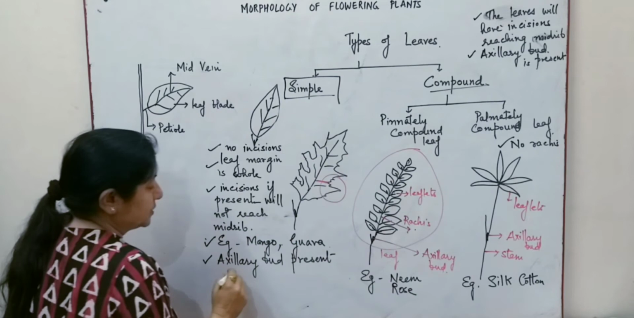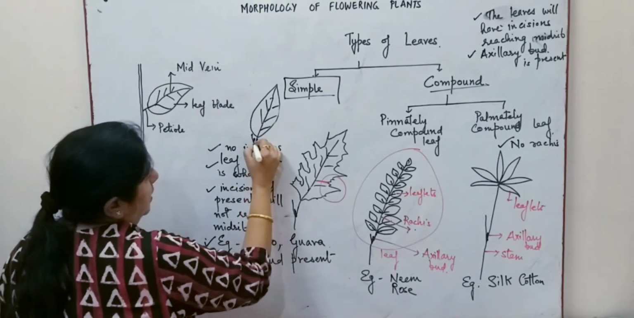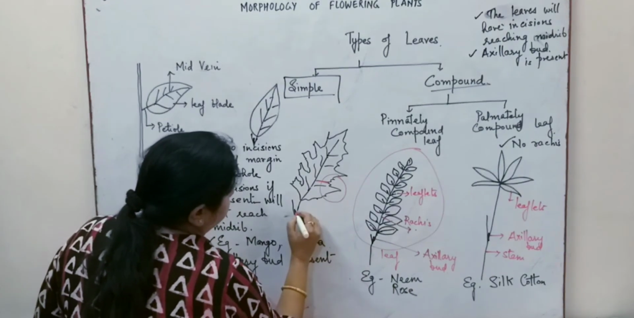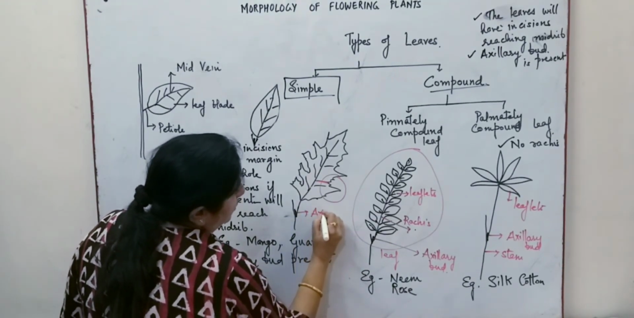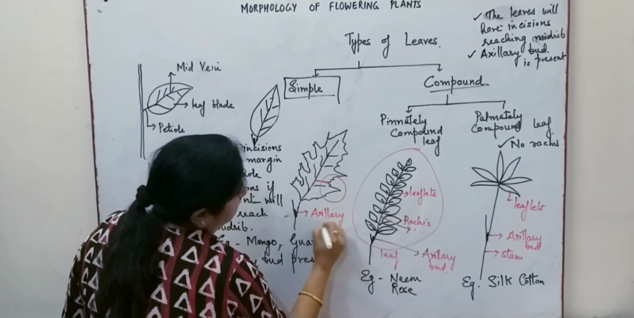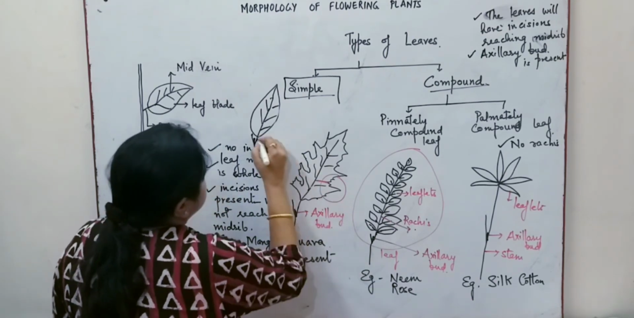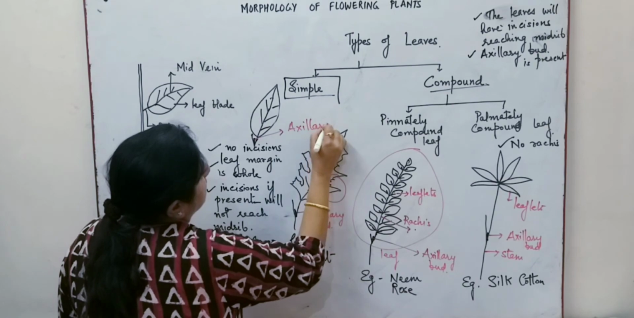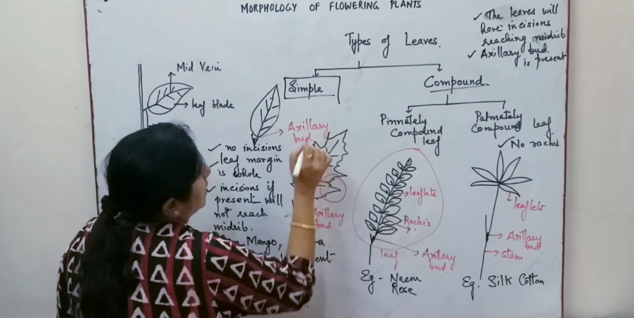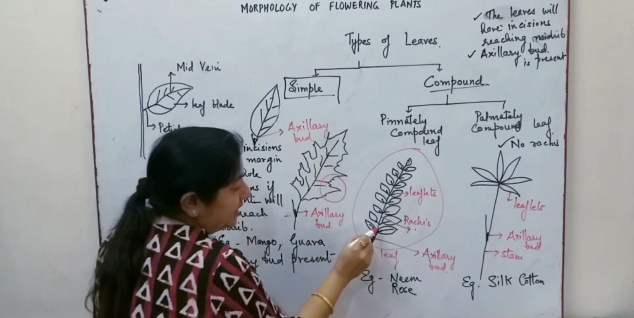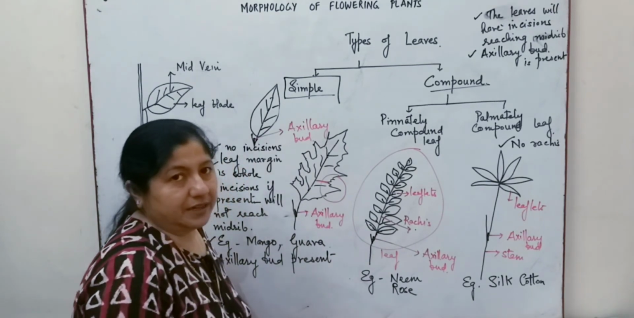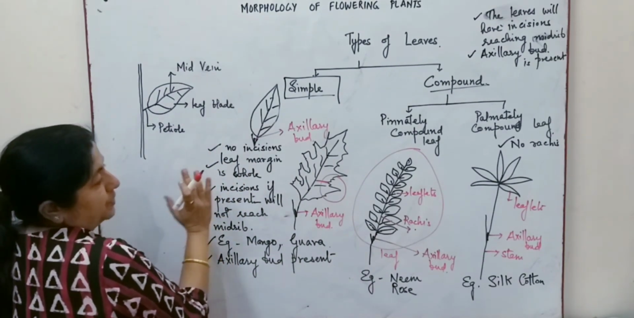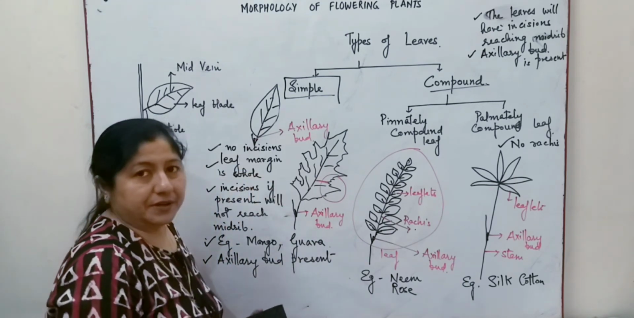Axillary bud, if you observe, is present in all. This is the axillary bud over here in simple leaf also. This is the axillary bud. But leaflets will not be having the axillary bud. So here we have tried to explain about the simple and the compound leaf.